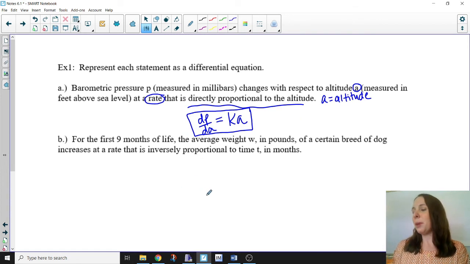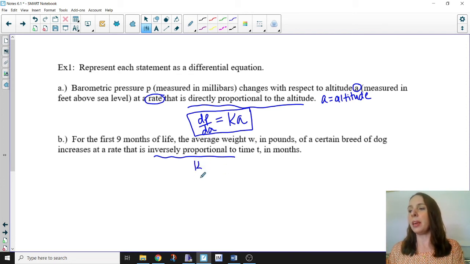All right, part B. For the first 9 months of life, the average weight W in pounds of a certain breed of dog increases at a rate that is inversely proportional to time in months. Okay, so we have two variables going on, W and time, but this time inversely proportional to each other. Well, the rate is inversely proportional to the time. And inversely proportional would mean like a constant divided by time.